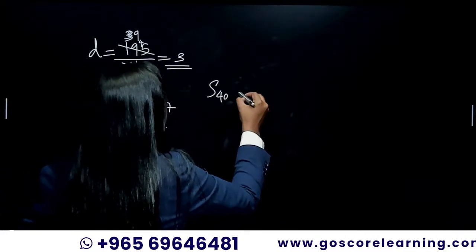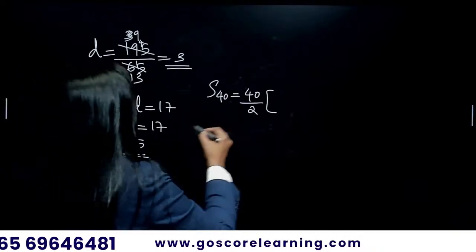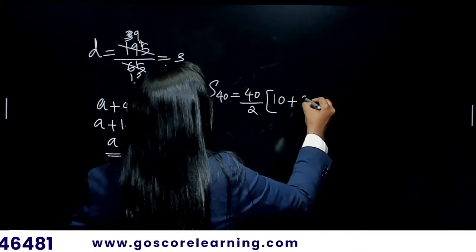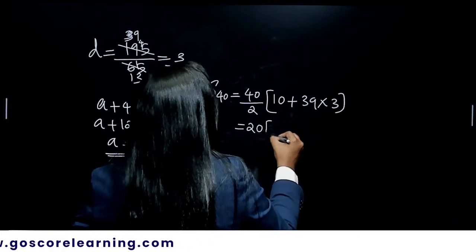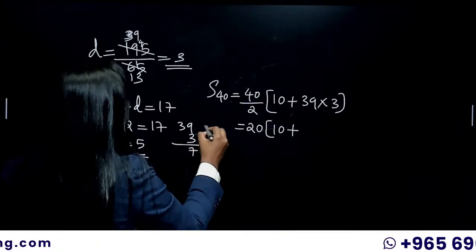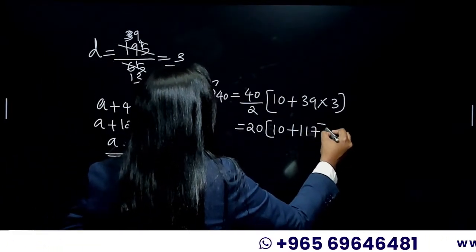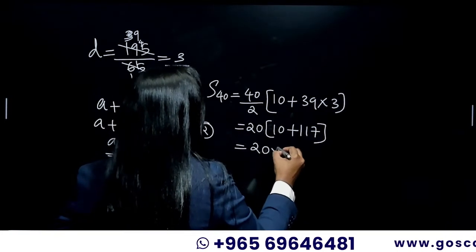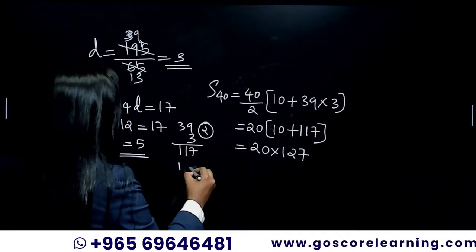S40 is equal to 40 by 2 into 2A. What is A? A is 5. So 10 plus 39 into 3. Okay, so 20 into 10 plus 39 into 3. So 2, 3 3s are 9, 11. So 20 into 127. So 127 into 2.